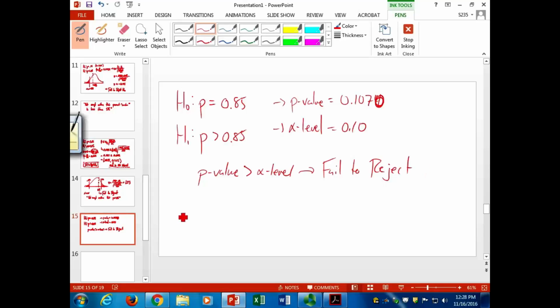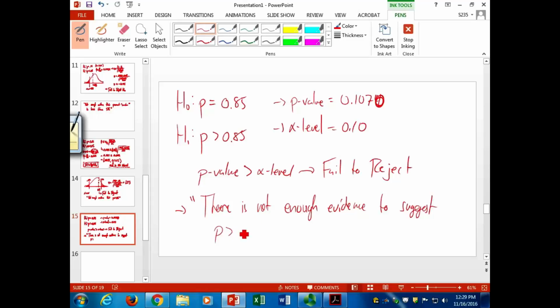And so what would we say here? So fail to reject is when we say there's not enough evidence to suggest that the proportion is over 85%. Not enough evidence. So as far as we can tell, it looks like the truth could be around 85%. We don't know. We just don't have enough evidence to say that it's more than 85%.